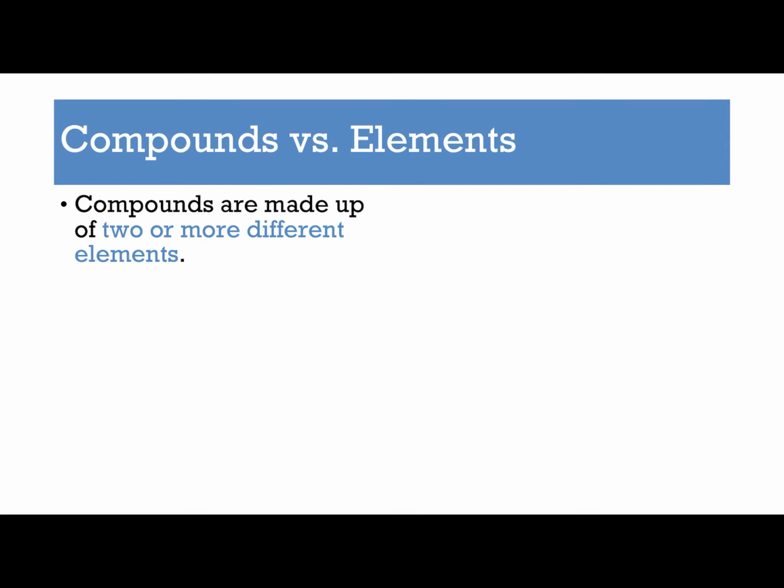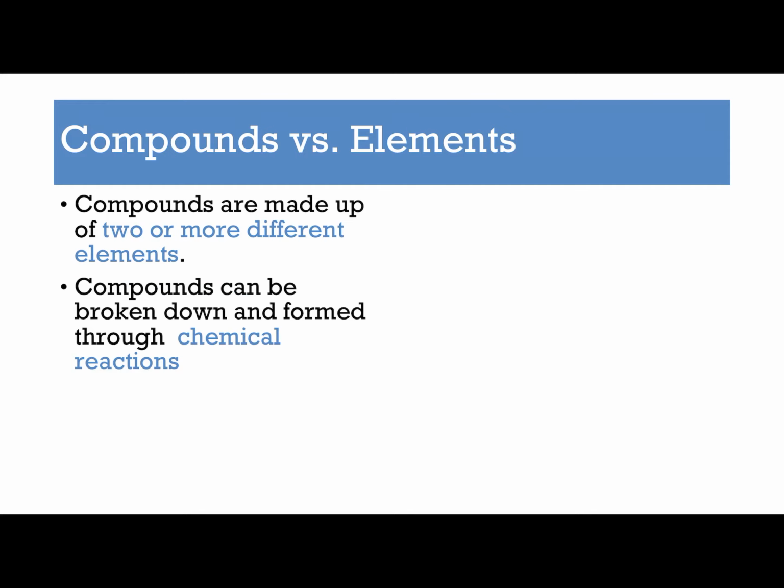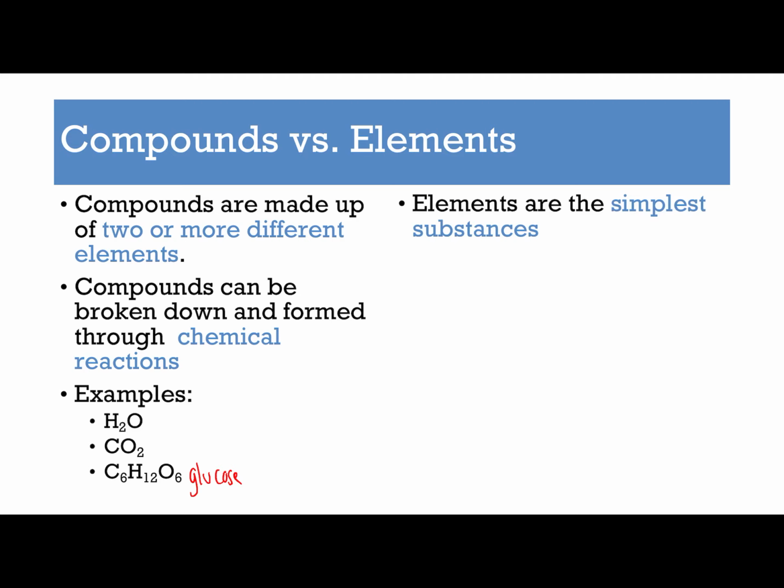So now jumping into compounds versus elements. Compounds are made up of two or more different elements, and they can be broken down through chemical reactions. So H2O, CO2, this one down here is glucose or sugar. So compounds can be broken down and can form different compounds.